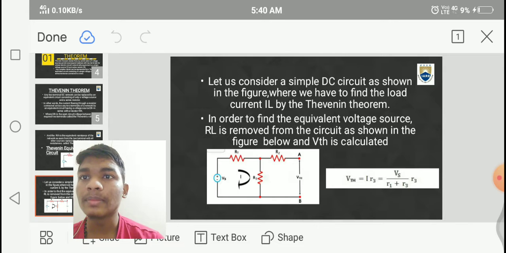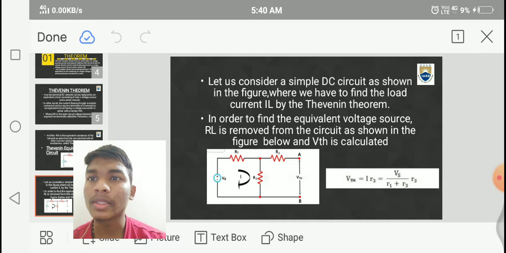Let us consider a simple DC circuit as shown in the figure, where we have to find the load current IL by Thevenin's theorem. In order to find the equivalent voltage source, RL, that is, the load resistance, is removed from the circuit as shown in the figure below, and V Thevenin is calculated. In this circuit, the load resistance is removed, and V Thevenin is IR3, which is equal to Vs by (R1 plus R2) into R3.